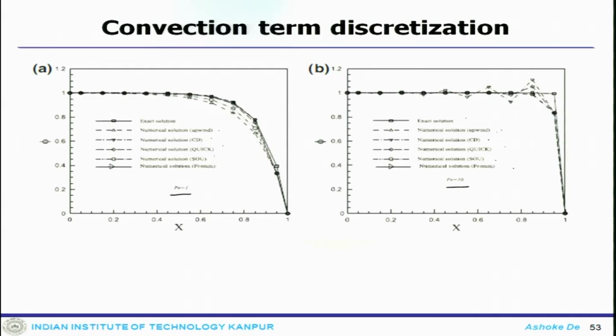So, once you look at all the cases for Peclet number 1, which is the low Peclet number, you see that CD, Fromm and QUICK do not show anything, but at the high Peclet number case these schemes show some wriggles, and amongst these the least accurate is the solution by the first order upwind scheme.